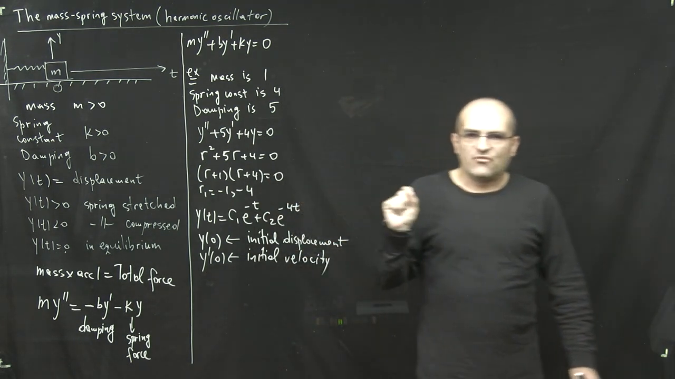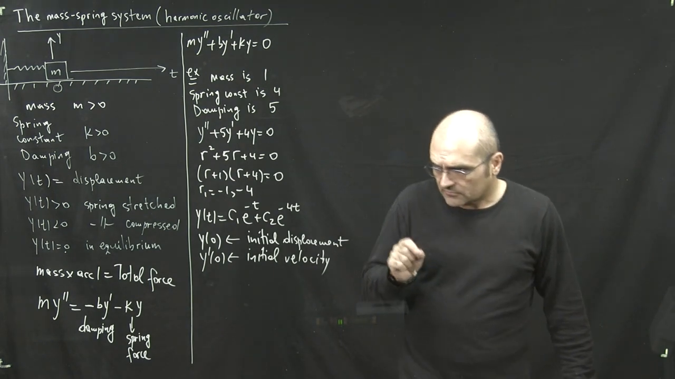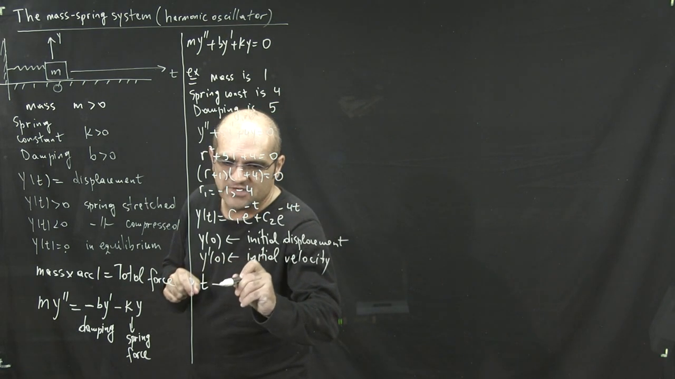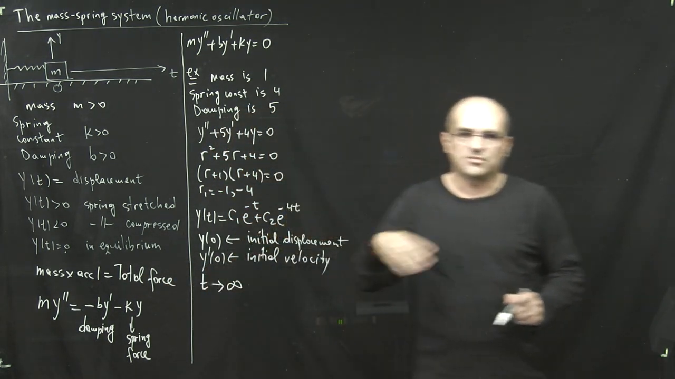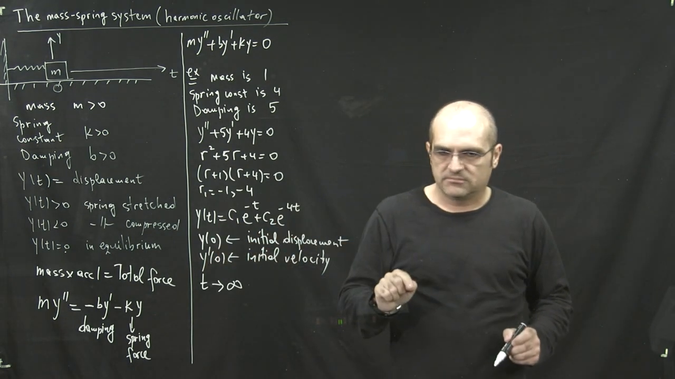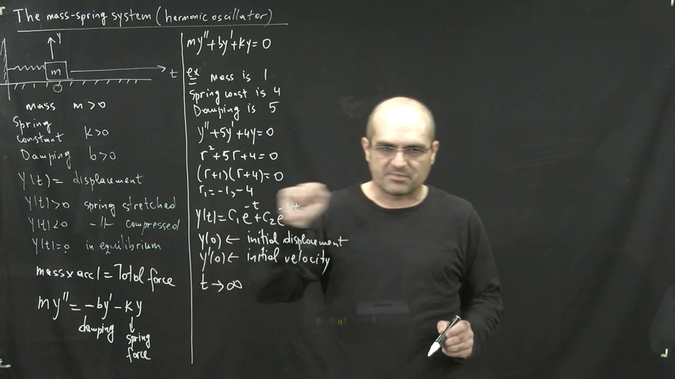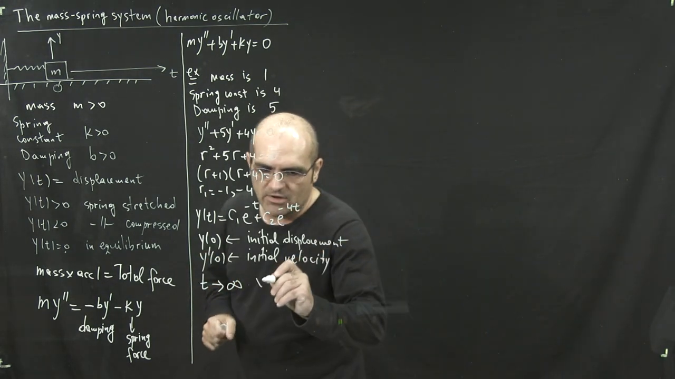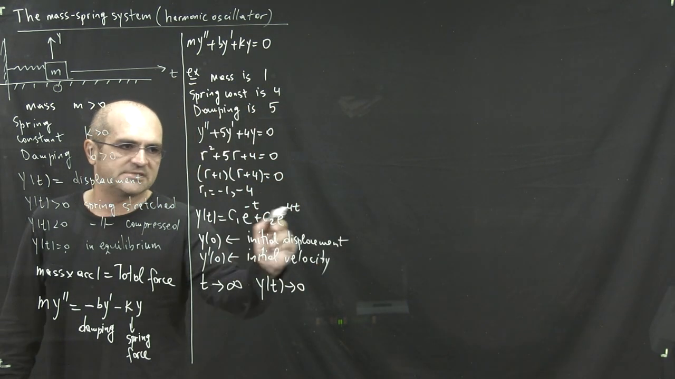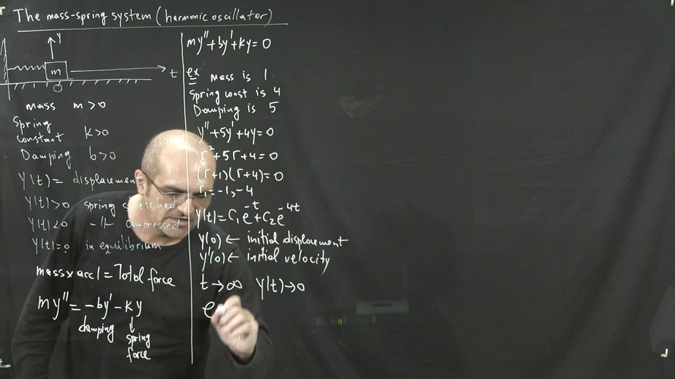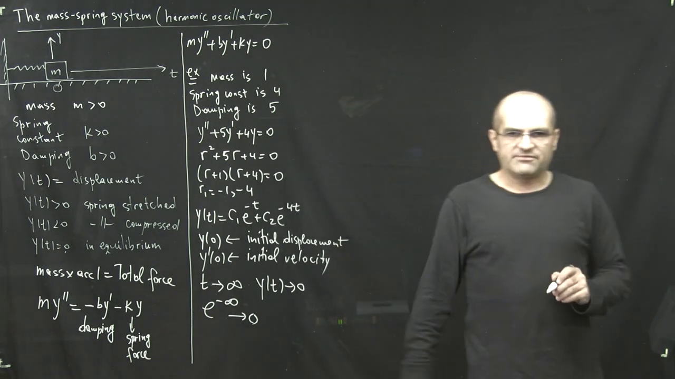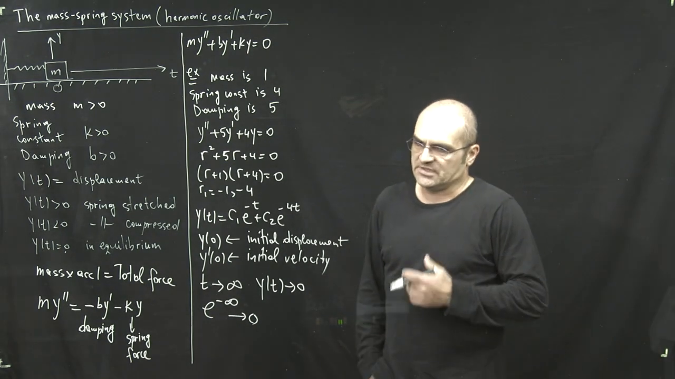I want to point out something very important before we move on. Notice these roots are negative. So if t goes to infinity, in other words, if you let the object move for a long time, it doesn't matter what c1 and c2 are, so it doesn't matter what the initial velocity and displacement are, eventually y of t approaches 0. Because if I let t go to infinity, these negative exponentials mean I have minus infinity in the exponent, and remember from calculus 1, e to the minus infinity means the limit is equal to 0.